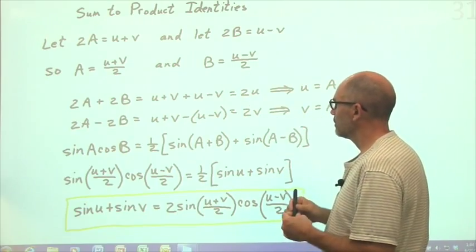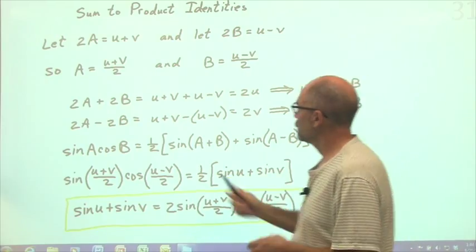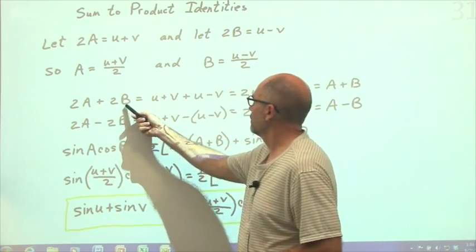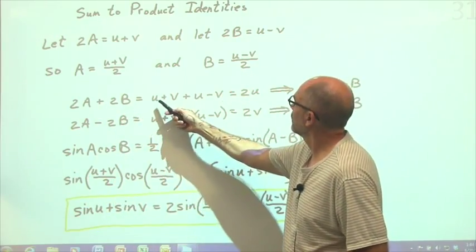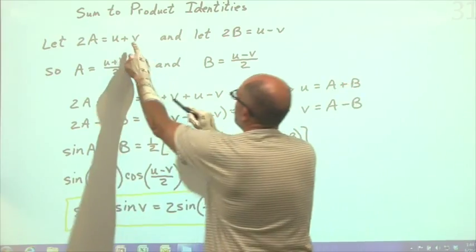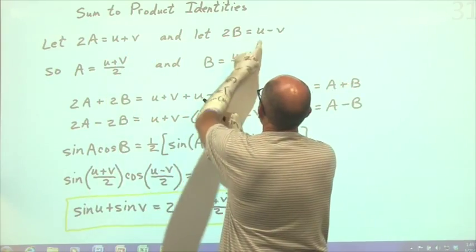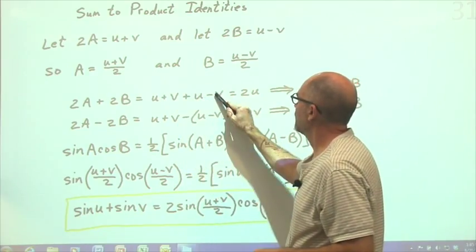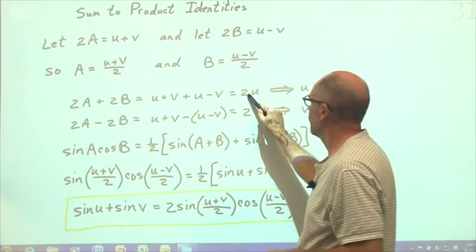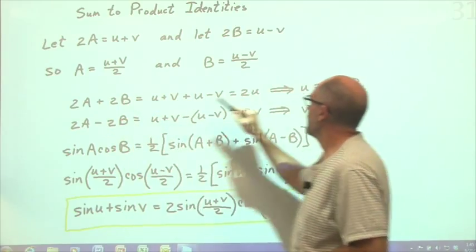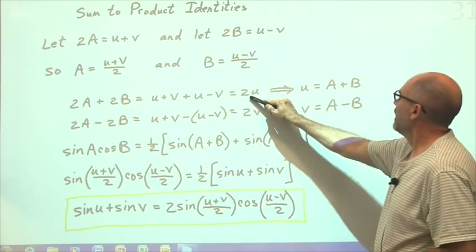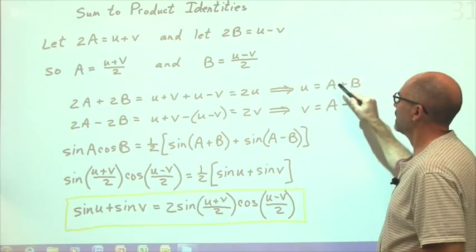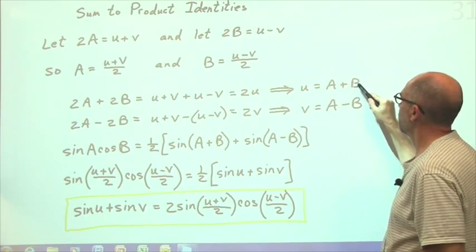All right, now 2a plus 2b equals u plus v plus u minus v. So notice the v minus v cancels and you're left with 2u. So 2a plus 2b equals 2u. And that means u is going to equal just 1a plus 1b.